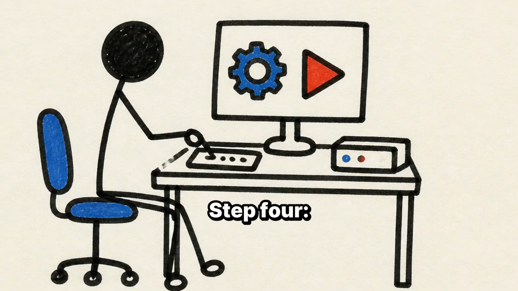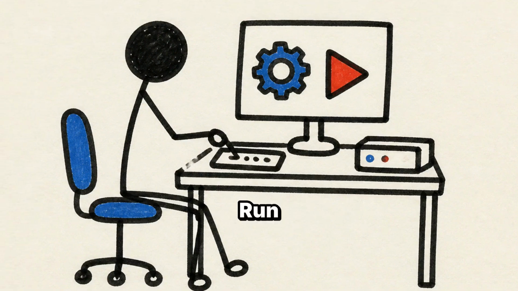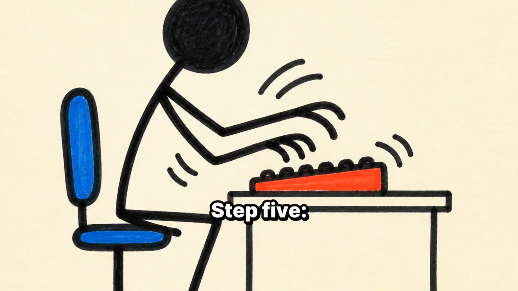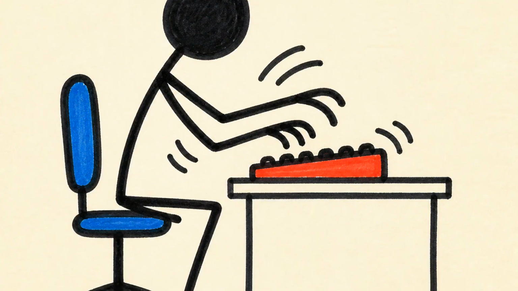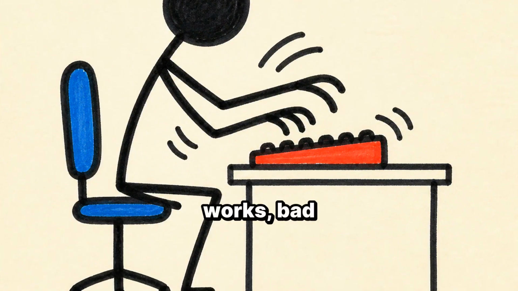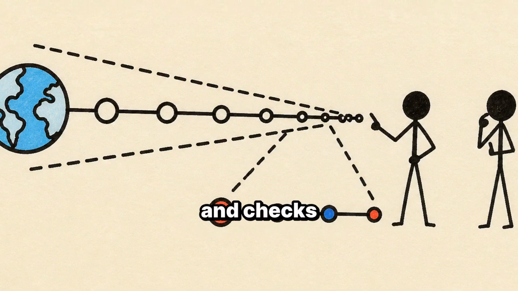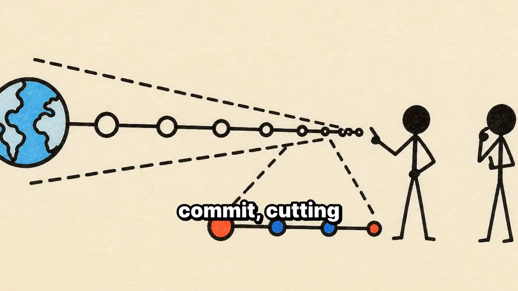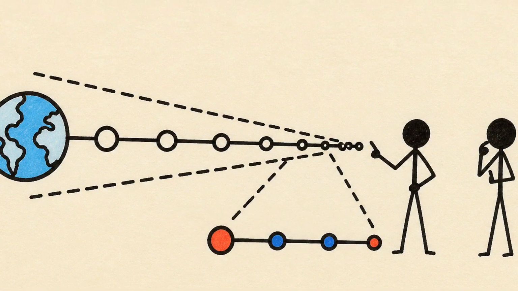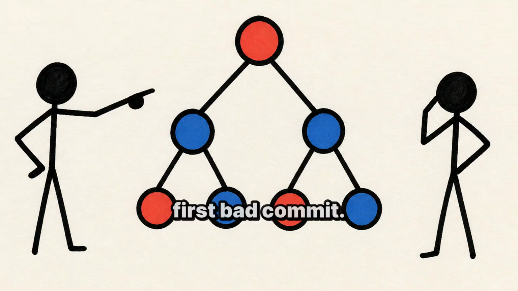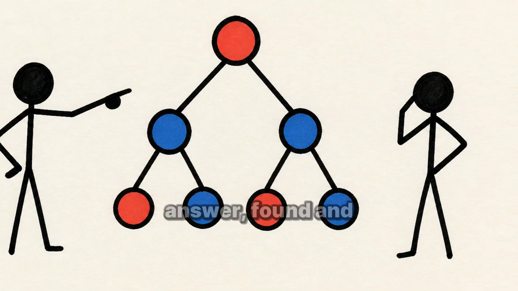Step 4. Test that middle commit. Run your app, run your suite, see if the bug appears. Step 5. Tell Git the result. Good if it works, bad if the problem's still there. Git immediately narrows the range and checks out a new middle commit, cutting the search space in half again. Step 6. Repeat until Git says this is the first bad commit. That's your answer, found and named.